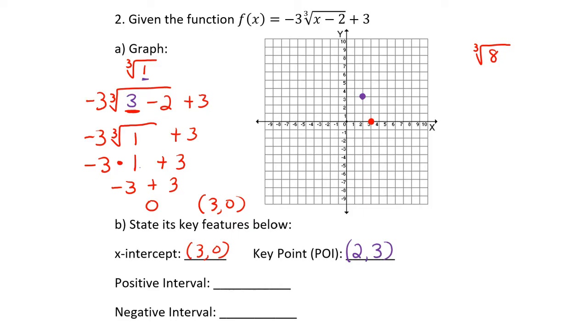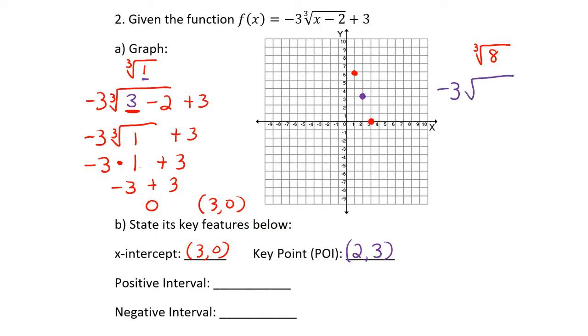Now for our, we have to remember to mirror that point. So if this point is down 3 and right 1, the other one will be up 3 and left 1. Once again, they should always be diagonal to each other. All right, so now we're going to create the cube root of 8.